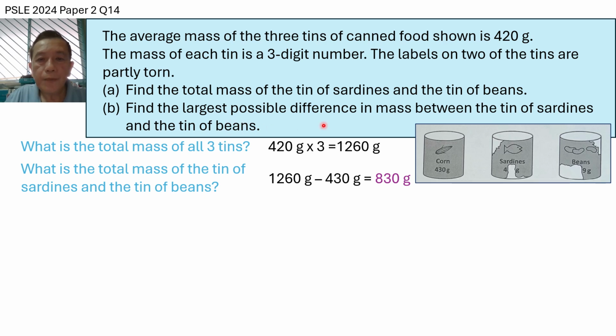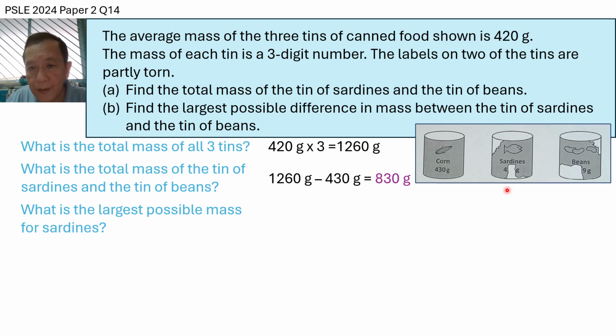Find the largest possible difference in mass between the tin of sardines and the tin of beans. What is the largest possible mass for sardines? We look at the torn label. It starts with 4. It is a 3-digit number. What is the largest number that starts with 4 and it has 3 digits? 499 grams.